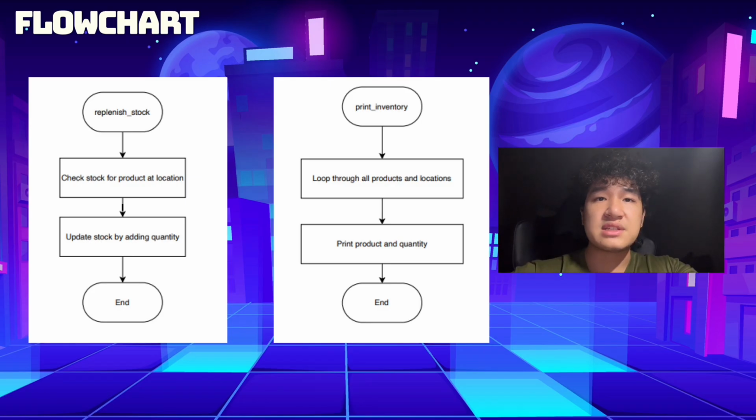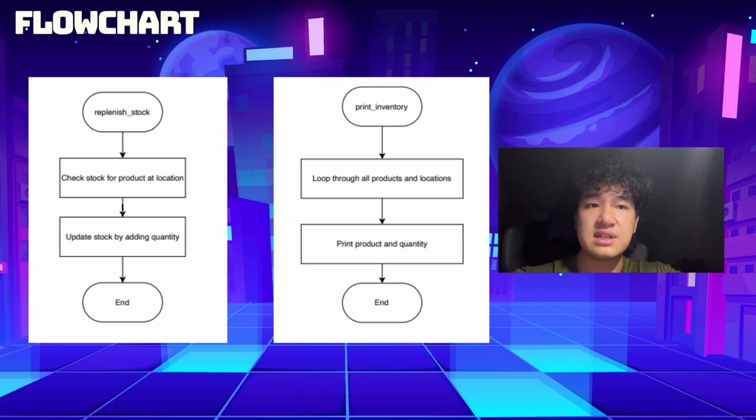Now the replenish stock subfunction and the print inventory subfunction. If it enters the replenish stock subfunction, it will check the stock for the product at the location, and then update the stock by adding the quantity, and then meet the end. And the print inventory subfunction loops through all the products and locations, and then prints product and quantity, and then meets the end.